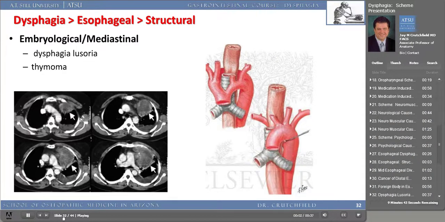Odd rare causes of structural dysphagia: dysphagia lusoria, and thymoma. The CT scan on the left shows a large mass in the anterior mediastinum compressing on the anterior chest, and this in turn causes compression on the esophagus. Dysphagia lusoria is where the right subclavian artery actually wraps posterior around the esophagus, and you can see two different varieties of this congenital embryological anomaly. Uncommon, I've never seen it.